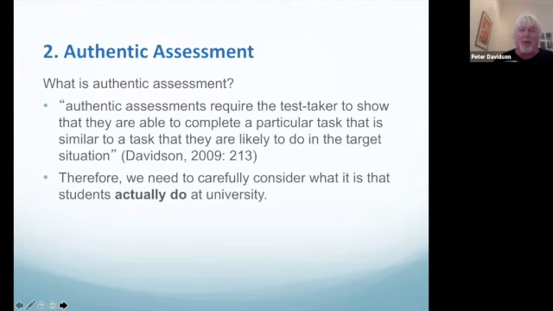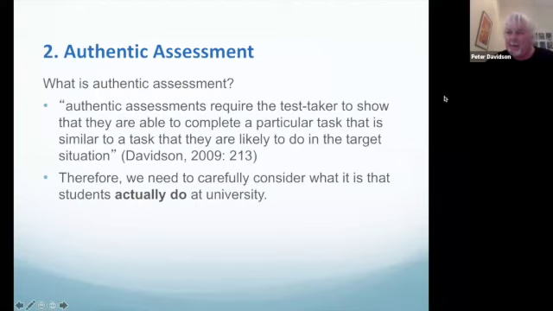Authentic assessments require the test taker to show that they are able to complete a particular task that is similar to a task that they are likely to do in the target situation. So an authentic assessment for a lifeguard is not sitting down and answering multiple choice questions. An authentic assessment for a lifeguard is go out and rescue that person that's drowning out there. You've got to swim out with their little thing on, and do a Baywatch diving through the water and bring them back, and bring them back to life.